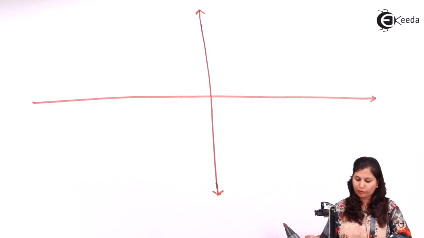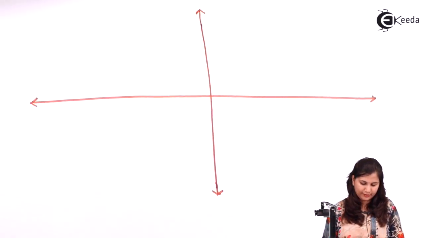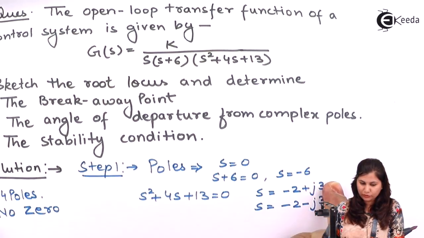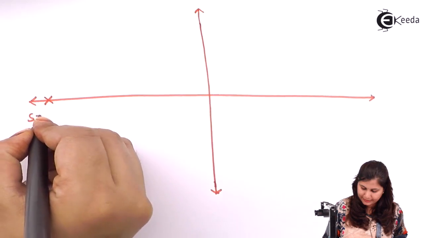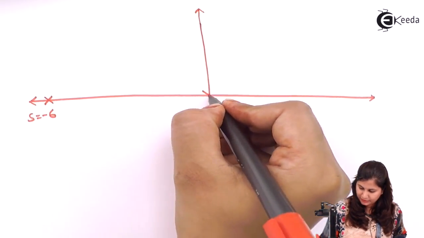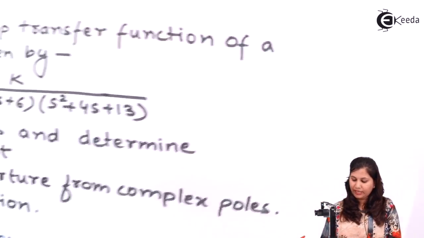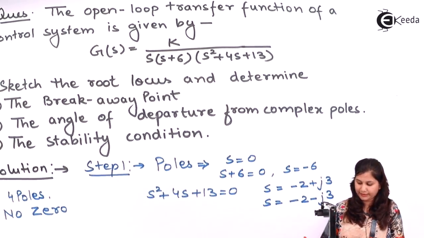We are having 4 poles. First was s equals to 0, then second was s equals to minus 6. So we are having s equals to minus 6 here, then we have s equals to 0 here as a pole, and then we have 2 complex poles, minus 2 plus 3j and minus 2 minus 3j.